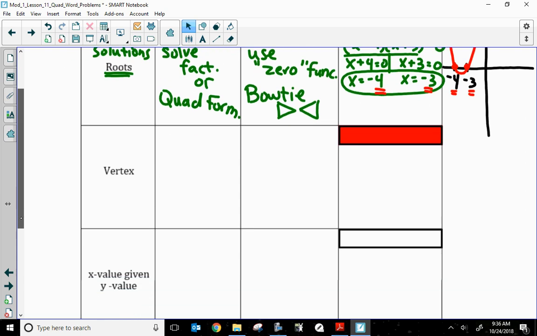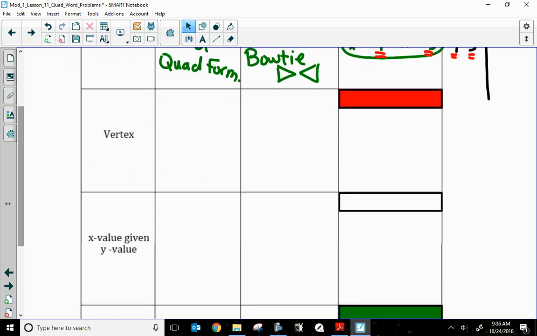Let's go on to the next one, and let's take a look at the vertex. Now, at any time, if I'm going somewhat fast, just tell me to slow down. I'm kidding. This is a video. You can't tell me to slow down. You pause it, you back it up a little bit, and you play it again.